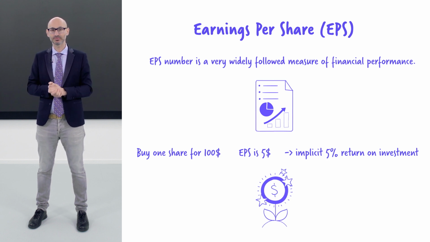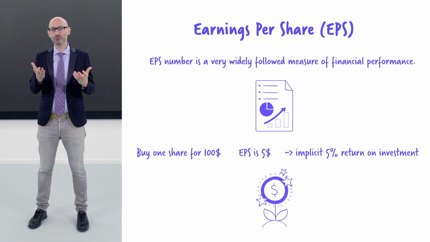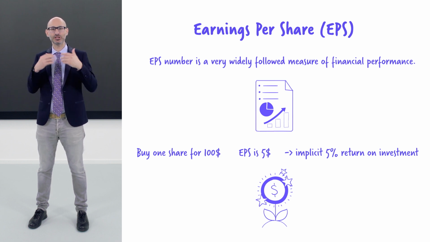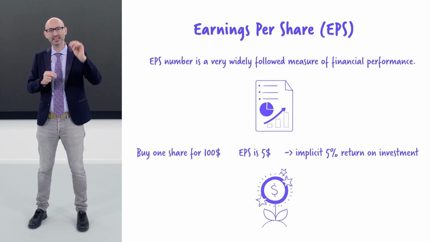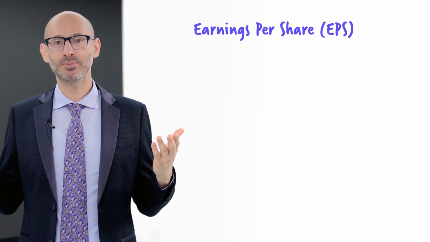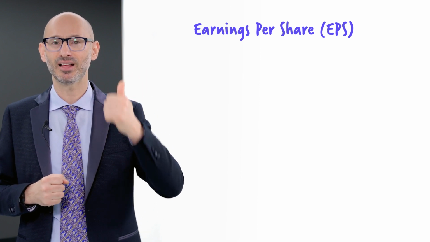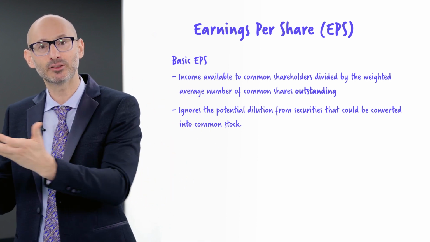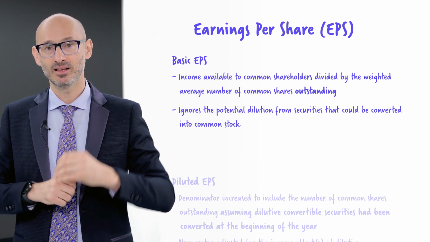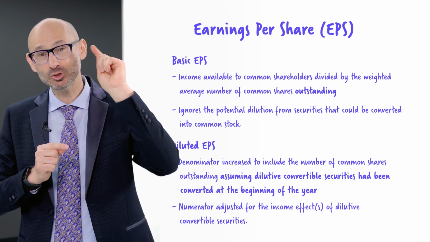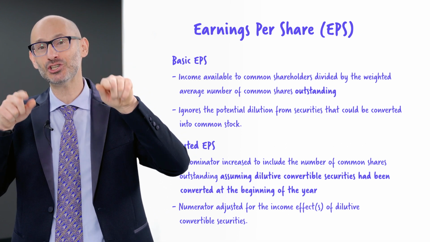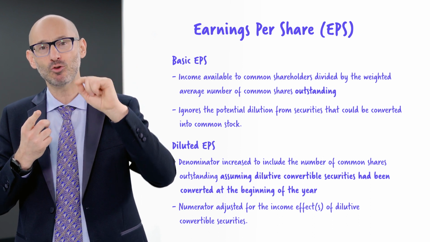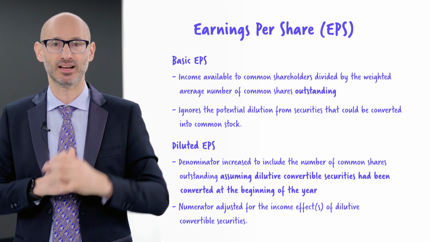From this perspective, the EPS number is very much followed by investors, by the financial media, and a lot of care is put by management to make sure that every quarter the EPS number is just right. We have two types of EPS numbers: basic EPS and diluted EPS. Basic EPS is net income divided by total shares outstanding. The diluted EPS also factors in potential share dilutions because of outstanding share-based contracts.